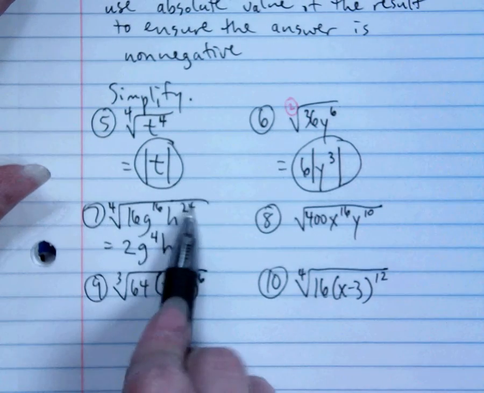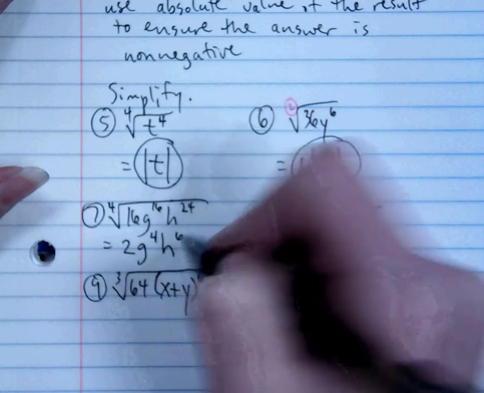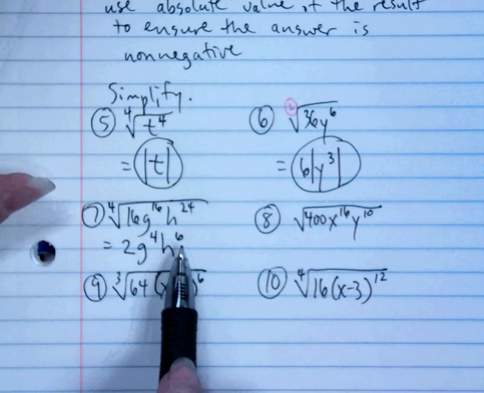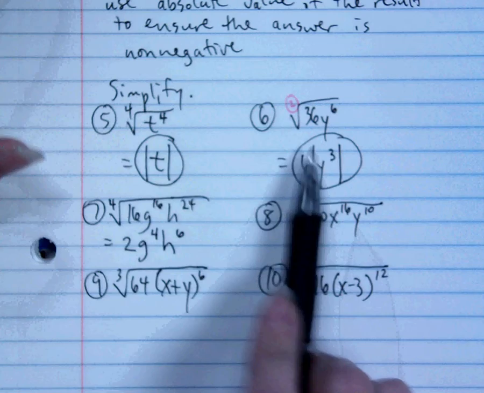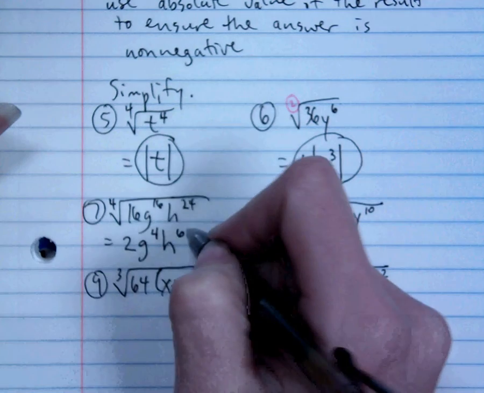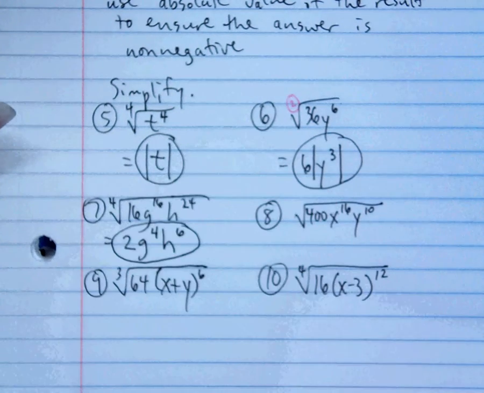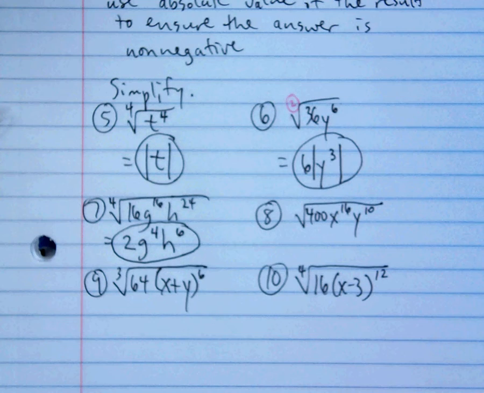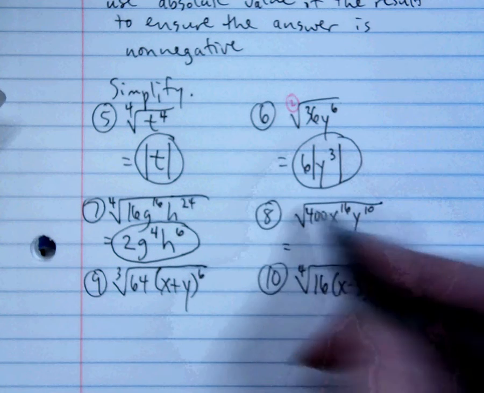And then for h, I'm going to do the 24 divided by 4 as well, and I get 6. So those are both even, so I don't have any issues like I did here with the odd power. So I'm just done. I don't need any of those absolute value symbols. But when I look at number 8, let's do number 8, square root.